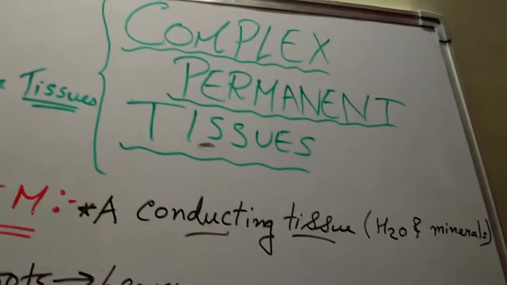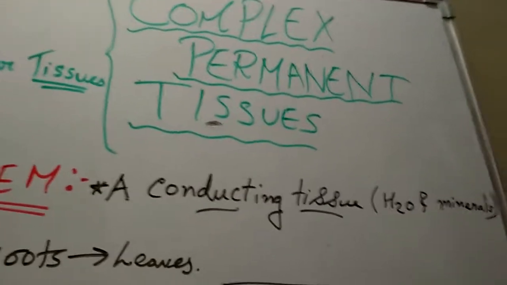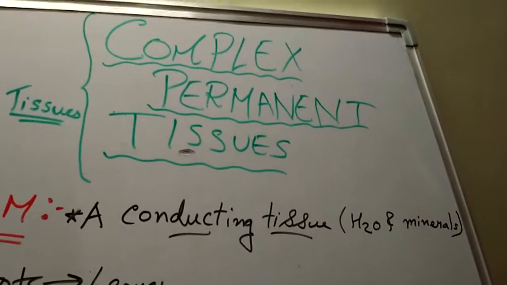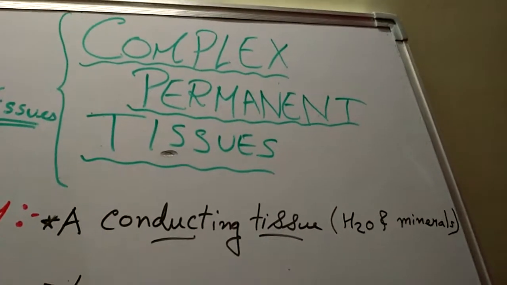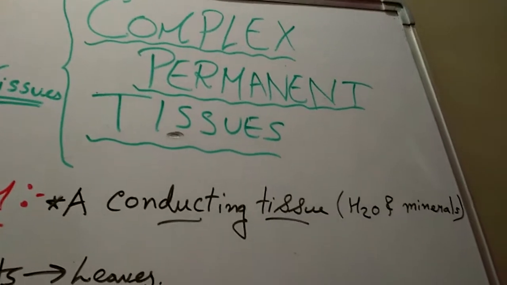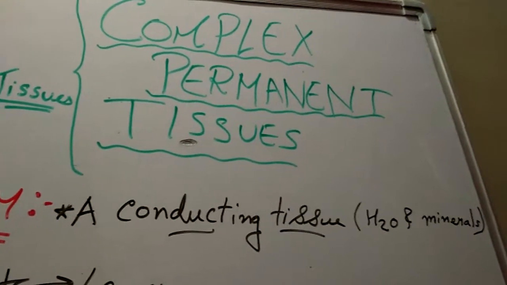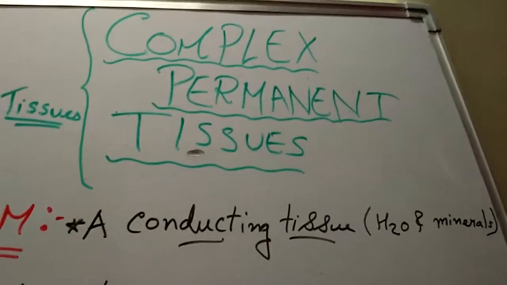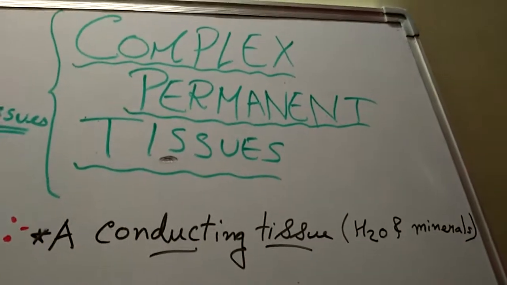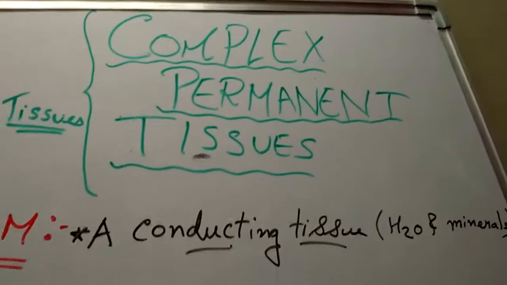Welcome to Bosons Botany, and this video is all about complex permanent tissues. From this video onwards, I will describe the two main types of complex permanent tissues, which are xylem and phloem.